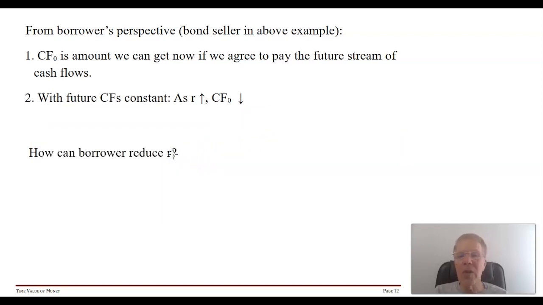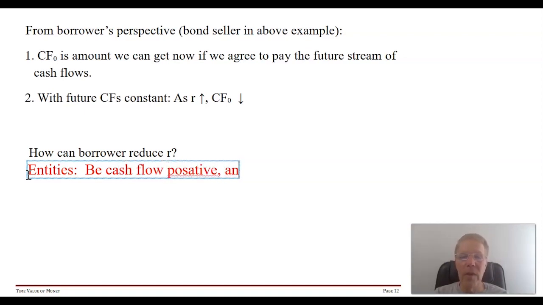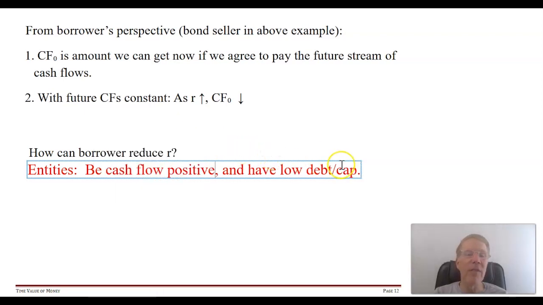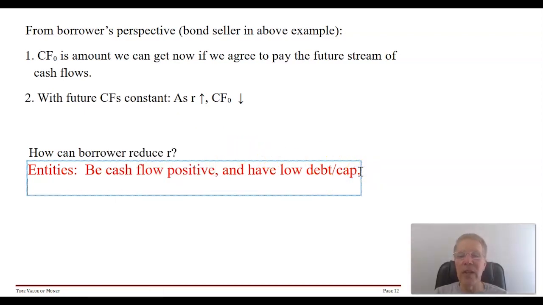So as a borrower, you're interested in how we reduce the interest rate that we're being charged. For entities, mainly two things: be cash flow positive and have low debt to cap. Lenders are going to want you to be cash flow positive and to not already have a lot of leverage on your balance sheet.